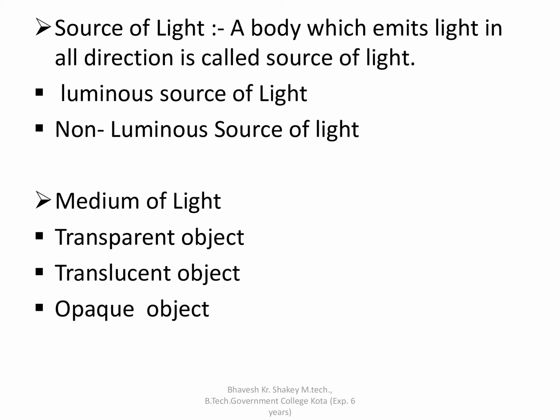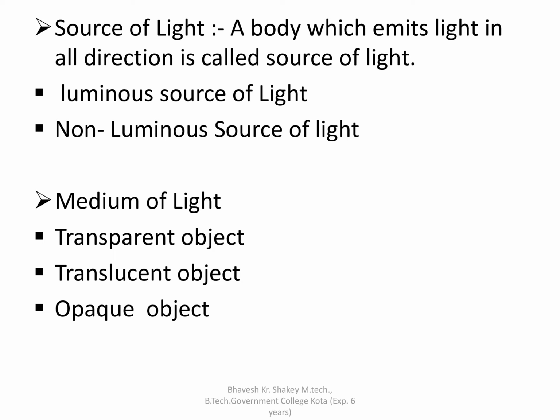Now next is the medium of light. So substance through which light propagates or tends to propagate is called medium of light. Any substance to which a light can travel or it tends to travel, we define it as a medium of light. Now the medium of light can be divided into a further three parts. One is called transparent object, second one is called translucent object, and last one is called opaque object. So one by one we can see what happened in these objects.